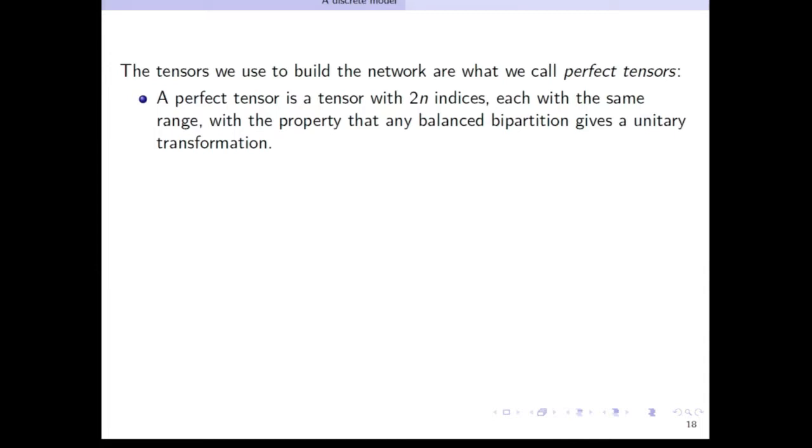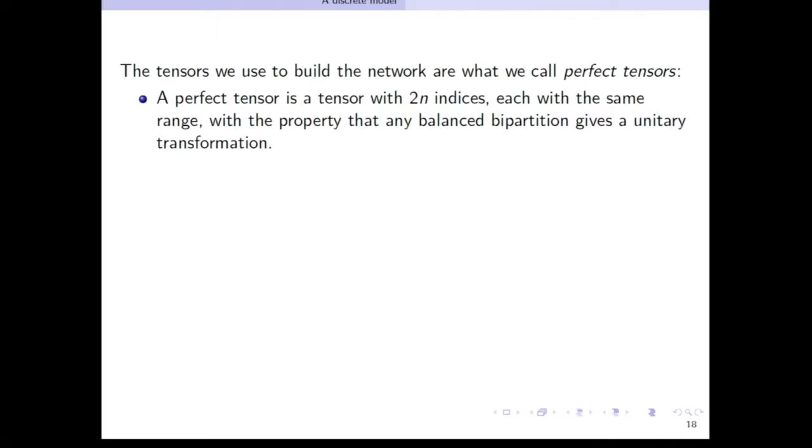I'm going to pick the tensors to be what are called perfect tensors. A perfect tensor is a tensor with 2n indices, an even number of indices, where each index has the same range. But it has the special, almost magical property that any balanced bipartition, meaning any split into n and n of the indices, gives you a unitary transformation. I claim tensors with this property exist.